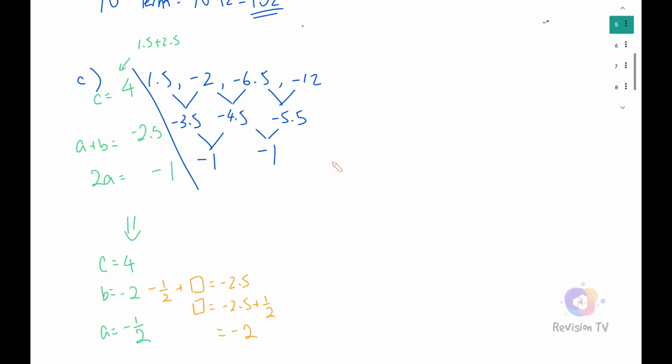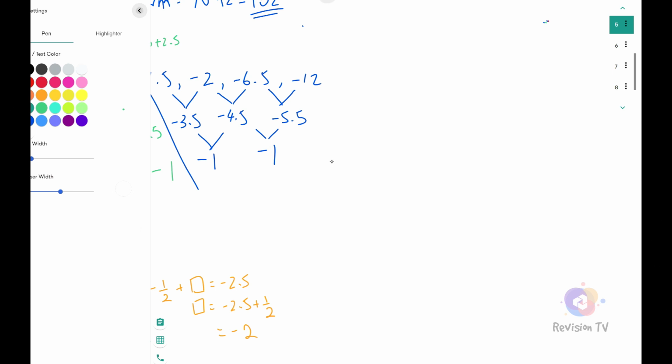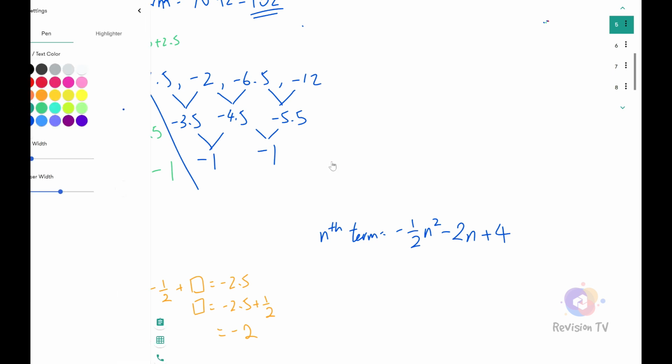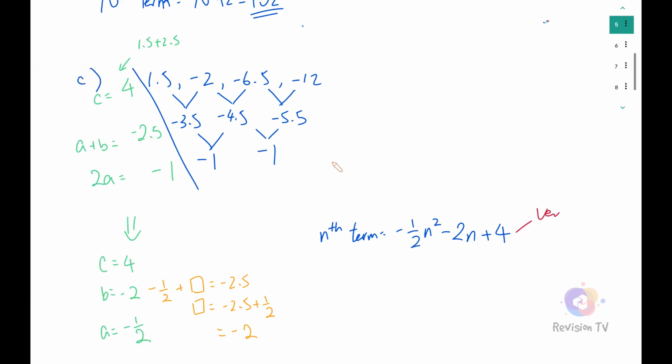Okay, so once we've got that, then we can work out our nth term. Our nth term is going to be minus a half n squared plus bn, but b is negative 2, so negative 2n plus 4. Verify, double check our answer. You should do that in an exam every single time. So when n equals 1, minus a half times 1 squared minus 2 times 1 plus 4, plug into the calculator, is 1.5.